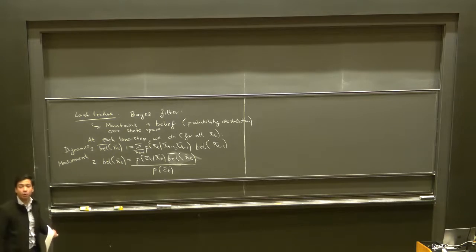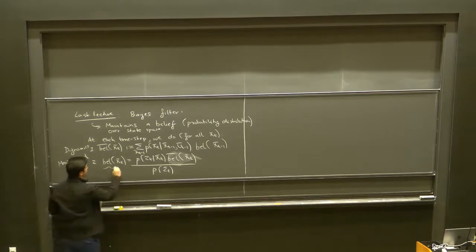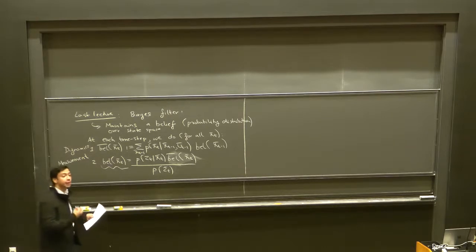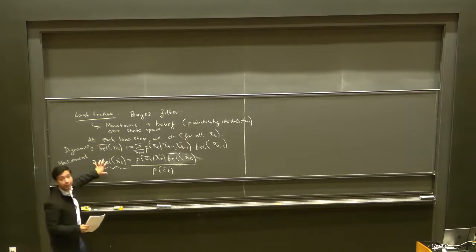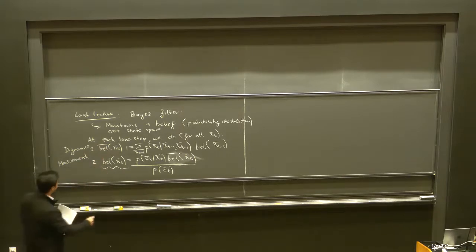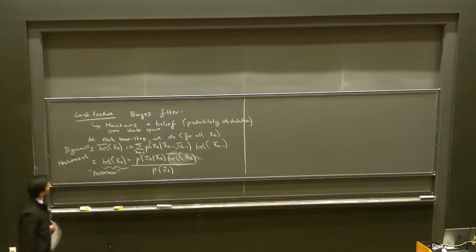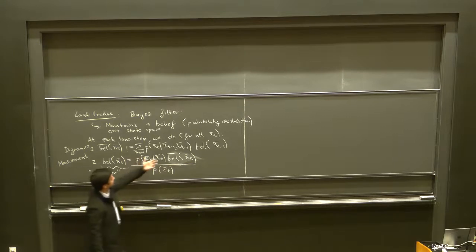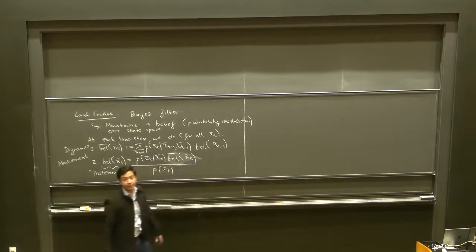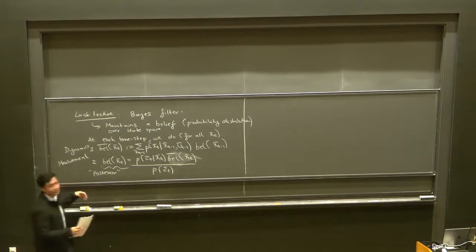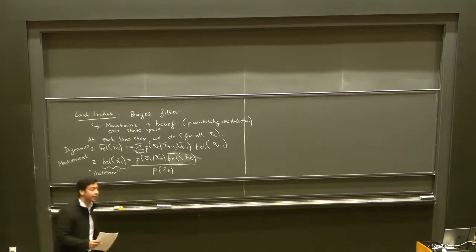And just one more piece of terminology. This new belief, this new probability distribution that we obtain once we've done our dynamics update and incorporated the sensor measurement, is called the posterior belief. And the previous belief, from the previous time step, is called the prior belief. Okay, so this was the general structure of the Bayes filter.